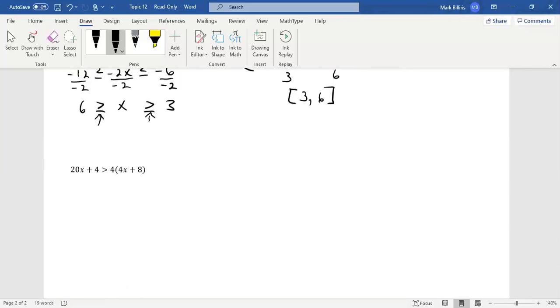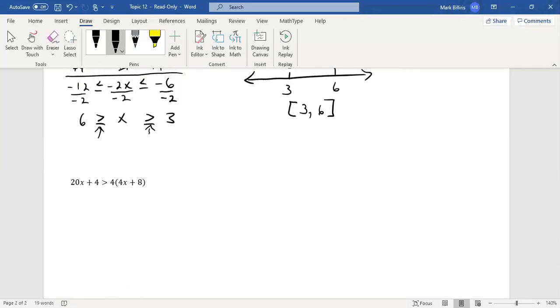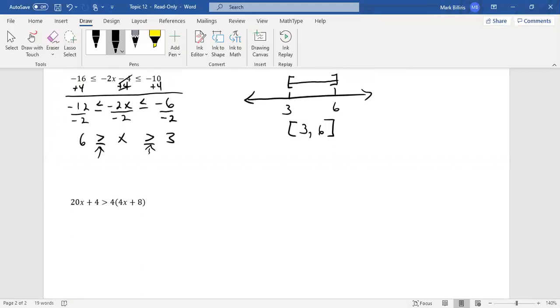Our next example, we have 20x plus 4 is greater than 4 times the quantity 4x plus 8. So on the left-hand side, there's nothing to do at this point. On the right-hand side, I'm going to distribute the 4 times the 4x and the 4 times the 8. So I'm going to subtract 16x from both sides because I want to isolate my variable. That means I'm going to subtract 4 from both sides as well.